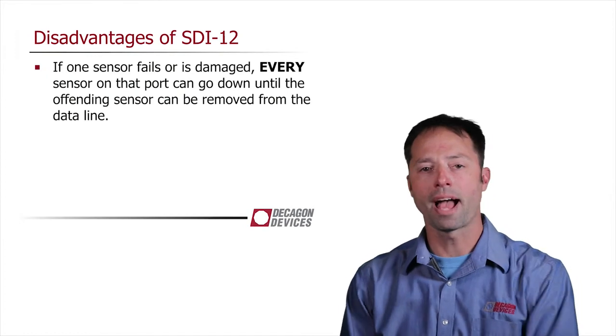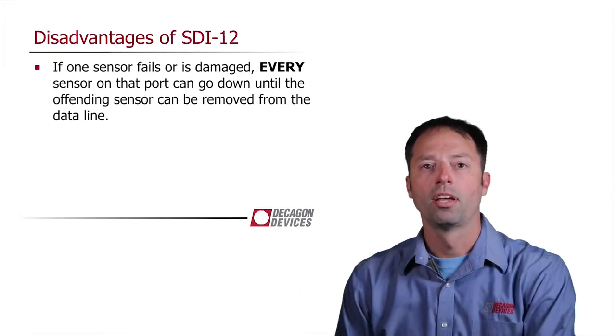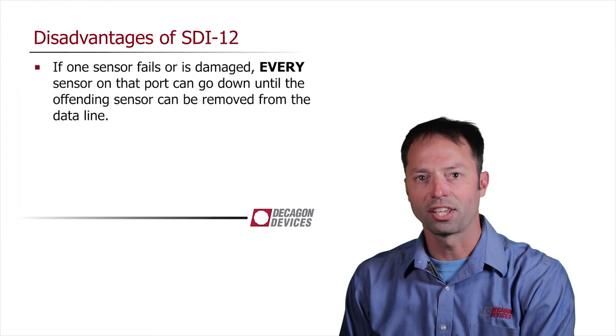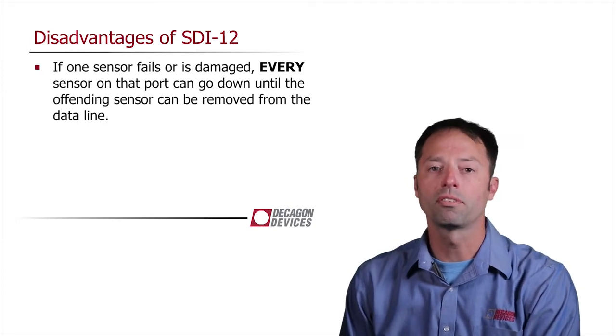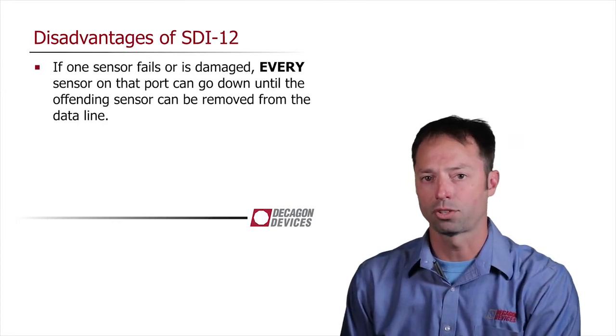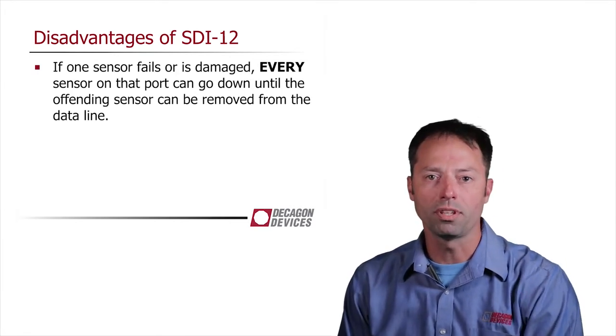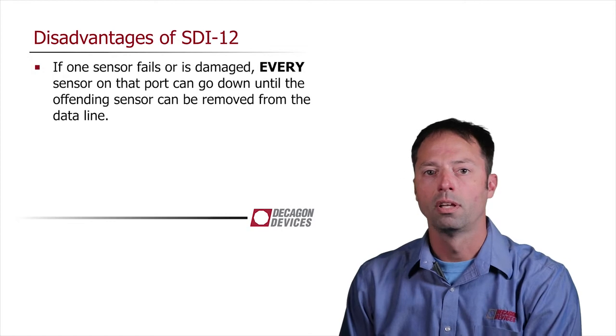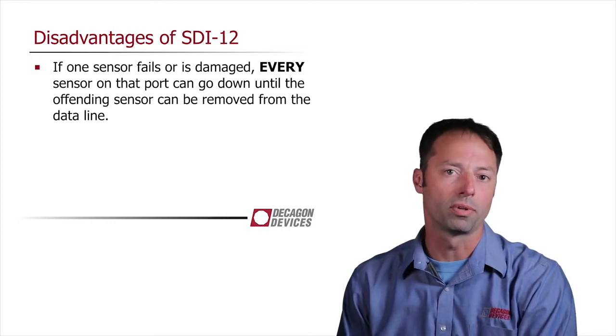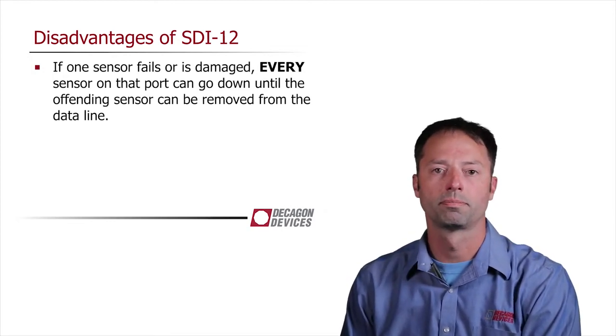I know you guys are thinking, this is great. I only need one data logger and I can run as many sensors as I need. I can put hundreds and hundreds of sensors out on just a few data loggers. We're all in a happy place. Come back from your happy place. Every sensor can be interfered with by one sensor that has a short on the data line. I just want to drive this point home. It's one of the main disadvantages of SDI-12 and something that needs to be considered when setting up a network like this.